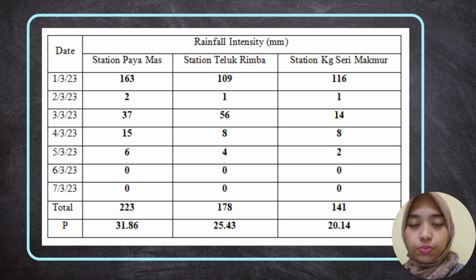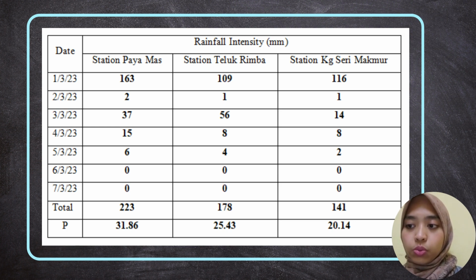This is a table of mean aerial rainfall. The table shows the rainfall of each station for 7 days starting from 1 March to 7 March. Based on this table, the highest total rainfall is at station Paya Mas, with a total rainfall of 223 mm, followed by station Teluk Rimba, 178 mm, and station Kampung Sri Makmur, 141 mm.